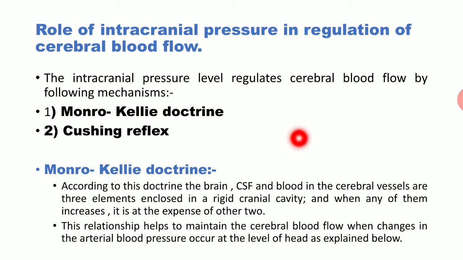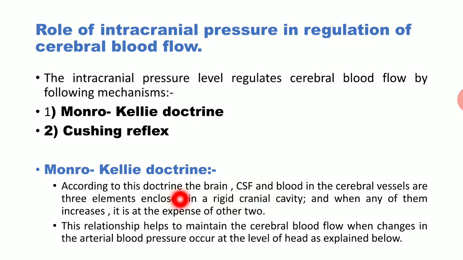Now, role of intracranial pressure in regulation of cerebral blood flow. The intracranial pressure level regulates the cerebral blood flow by the following mechanisms. So there are two mechanisms: one is the Monro-Kellie doctrine and another is the Cushing reflex. So what is the Monro-Kellie doctrine? According to this doctrine, the brain, CSF, and blood in cerebral vessels are three elements enclosed in a rigid cranial cavity, and when any of them increases, it is at the expense of the other two.